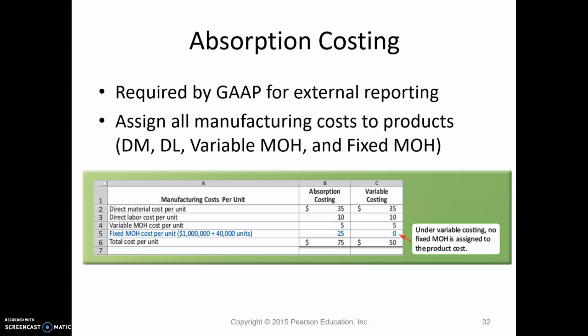Under absorption costing, all of the product costs initially get recorded in the product. So direct material, direct labor, and both variable overhead and fixed overhead all get recorded as the product, right? We looked at how the cost traced from the raw materials to the work in process to the finished goods. That stays on the balance sheet until the units are sold, and then the cost moves from finished goods to cost of goods sold.